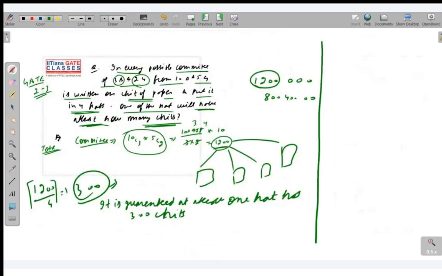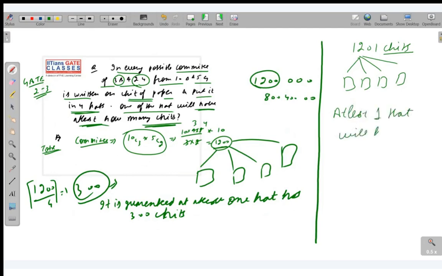Okay. Let me tell you. No problem. See, if by chance I say that 1201 chits are there, and we distribute them in 4 heads, then what can you say? At least one head will have at least dash chits. What should be your answer now?